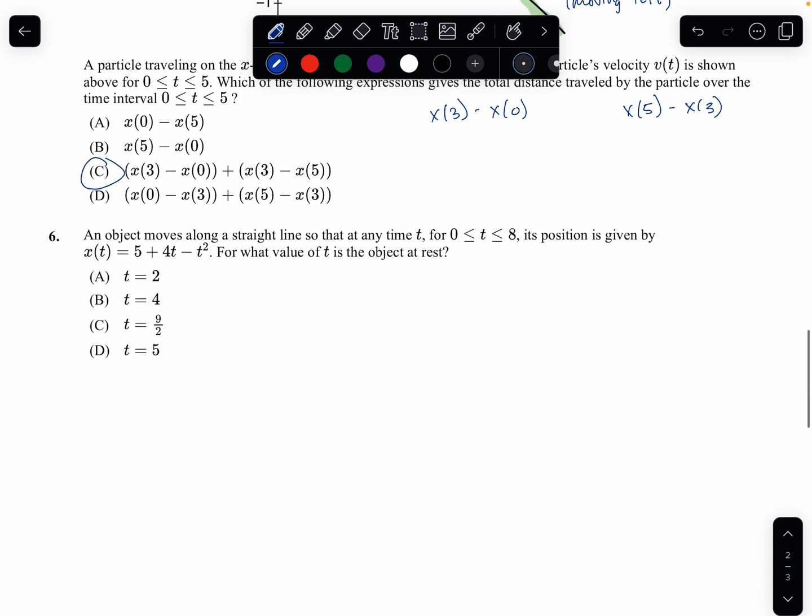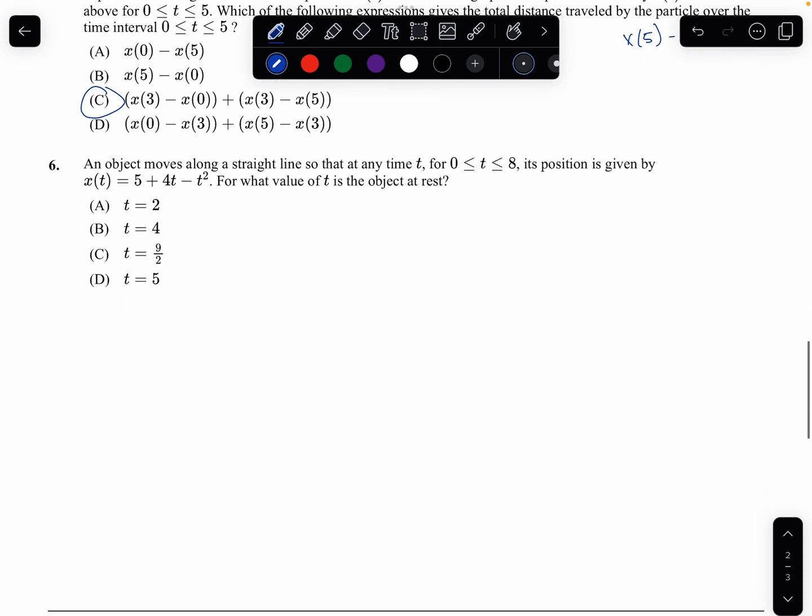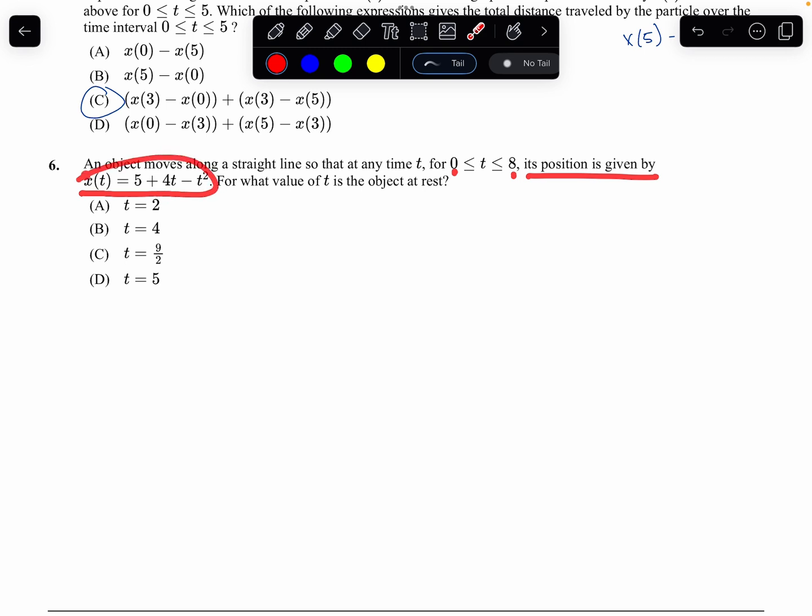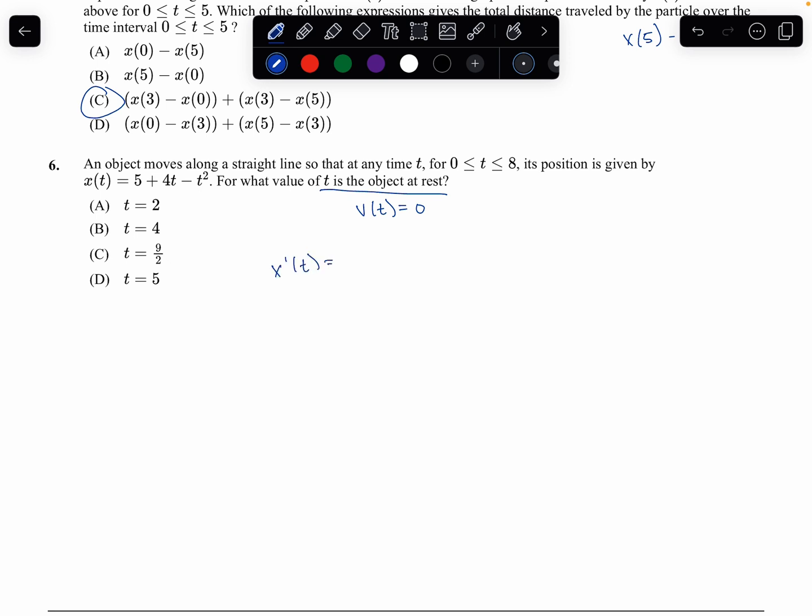Okay. Sweet. An object moves along a straight line so that at any time t for 0 to 8, its position is given by this right here. For what value of t is the object at rest? So when the object is at rest, that means v of t is going to be equal to 0. So that's what we're going to look at to find. So we're going to need to find x prime of t, since that's going to be equal to v of t. That's going to be equal to the derivative of 5 is 0, derivative of 4t is 4, minus 2t.